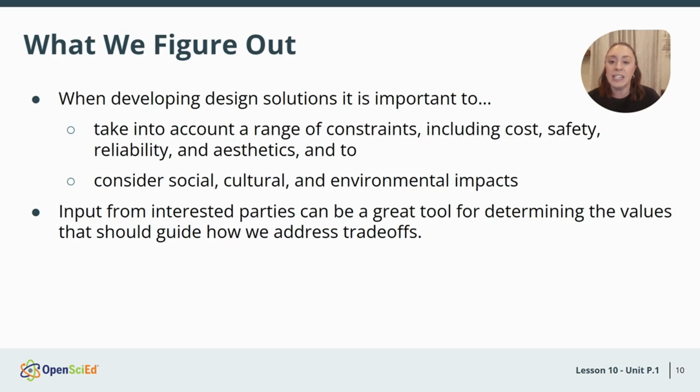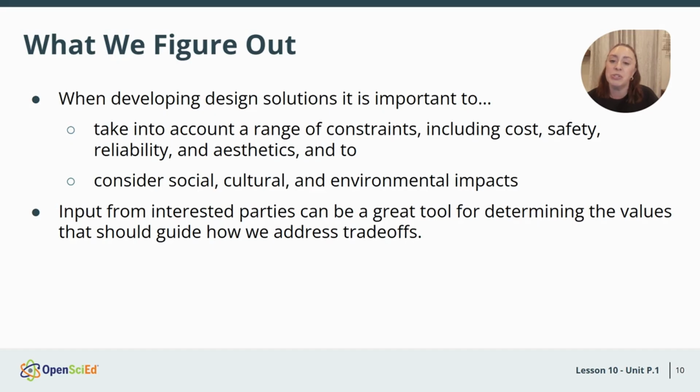So throughout this lesson, students figure out that when we're designing solutions to problems, we need to take into account a range of constraints. Again, constraints aren't just financial and cost, although that is important, but we also need to think about safety, reliability in this case, as well as perhaps aesthetics. I maybe don't want to live next to an ugly power plant. That might be something that comes up in a community interview.